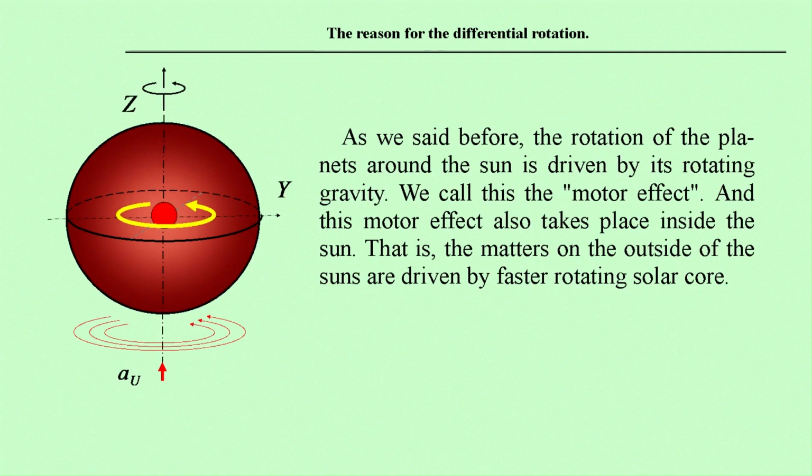As we said before, the rotation of the planets around the Sun is driven by its rotating gravity. We call this the motor effect. And this motor effect also takes place inside the Sun. That is, the matter on the outside of the Sun is driven by the faster rotating solar core.